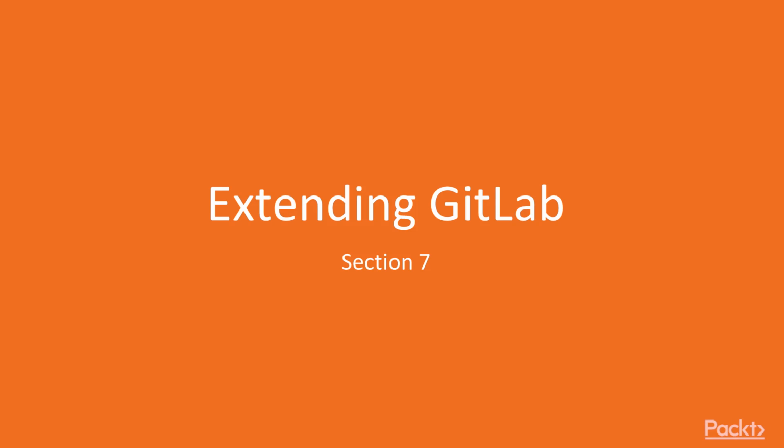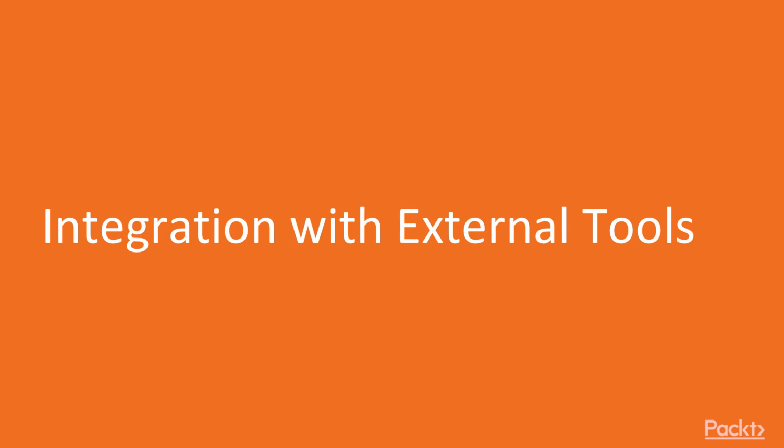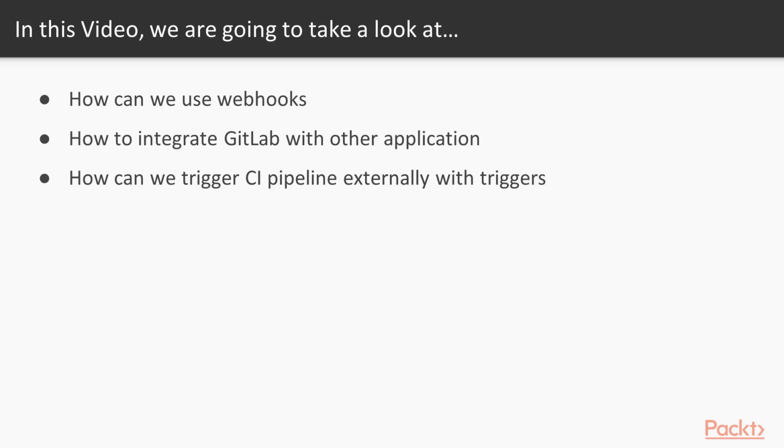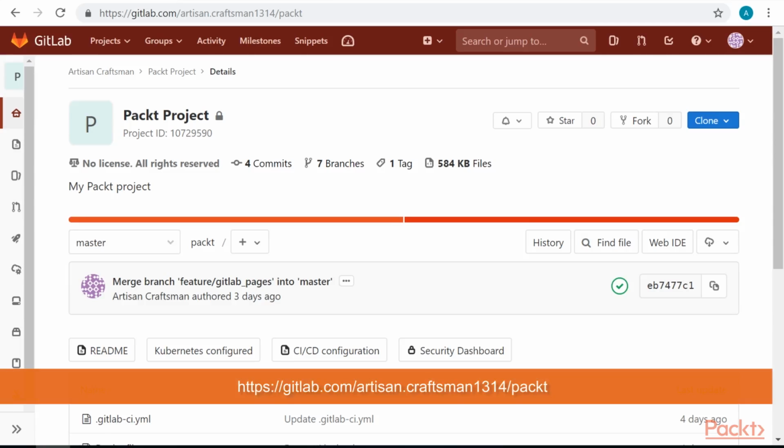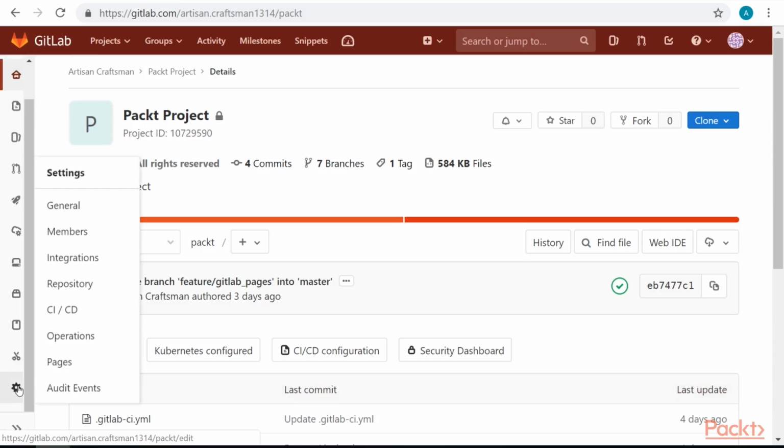Welcome to Section 7, Extending GitLab. Integration with external tools. In this video, we are going to look at how we can use webhooks, how we can integrate GitLab with other applications, and how we can trigger CI pipelines externally with triggers. Okay, let's take a look at how we can integrate GitLab with other services.